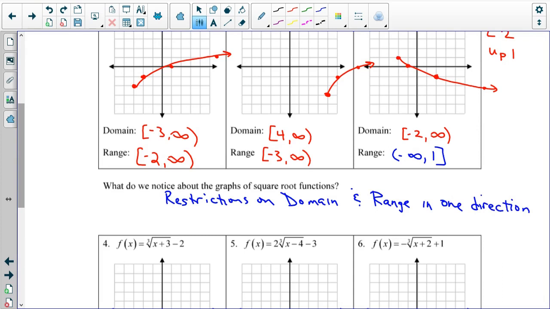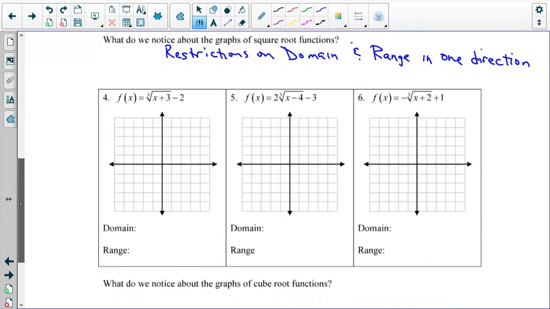Now, if I take a look at 4, 5, and 6, they have the exact same shifts. So this one is still left 3, down 2. And there's no vertical stretch, so it's over 1, up 1, and down 1 in both directions. Over 8, up 2, or over 8, down 2 in both directions. So notice that my domain is negative infinity to infinity, and likewise my range is negative infinity to infinity.